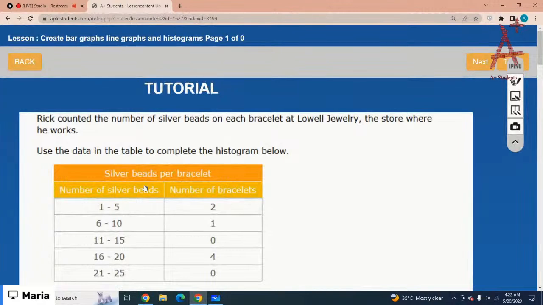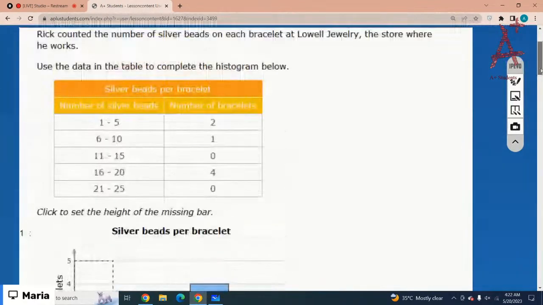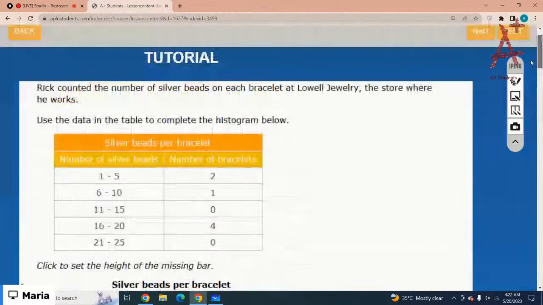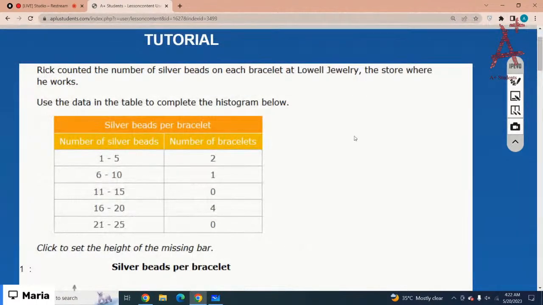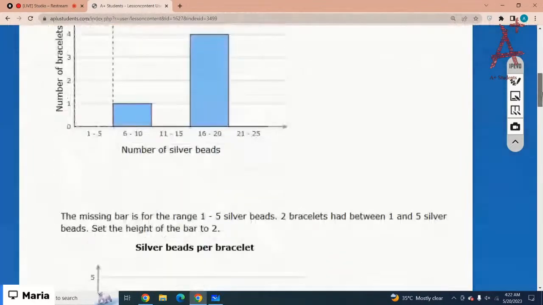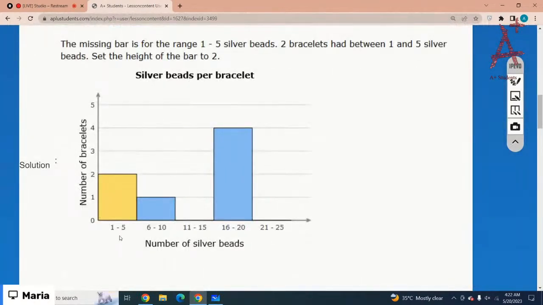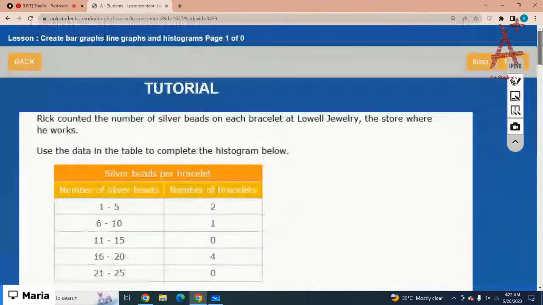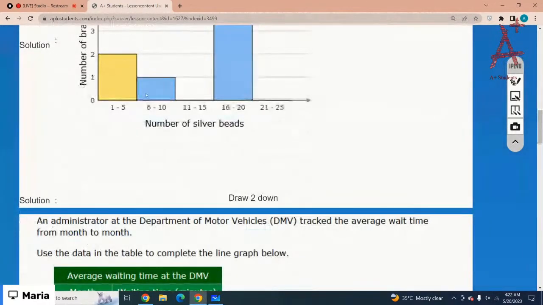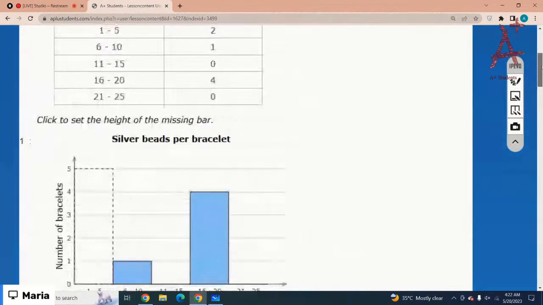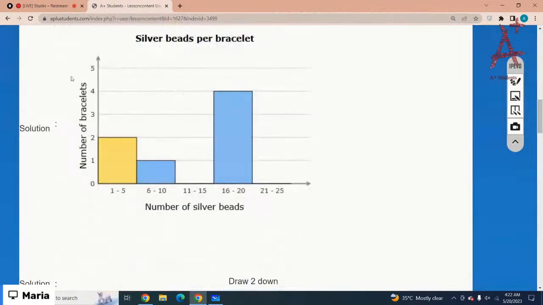Rick counted the number of silver beads on each bracelet at Lowell Jewelry, the store where he works. Use the data in the graph to complete the histogram below. So you have to complete the graph. From 1 to 5, the number of bracelets is 2. From 6 to 10, it would be 1 bracelet. Then from 11 to 15, 0 bracelets. And 16 to 20 is 4 bracelets. So just make a bar and match it to 4. Got it?